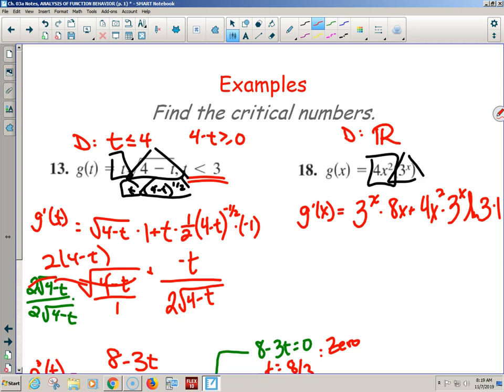Zeros. There are two things I'm looking for, zeros and DNEs, right? DNEs will never happen. Zeros, well, that's easy. We did that a long time ago when we just took things and set them equal to 0. It's called x-intercepts or solutions. But wait a minute. How do we find the zeros of any equation?